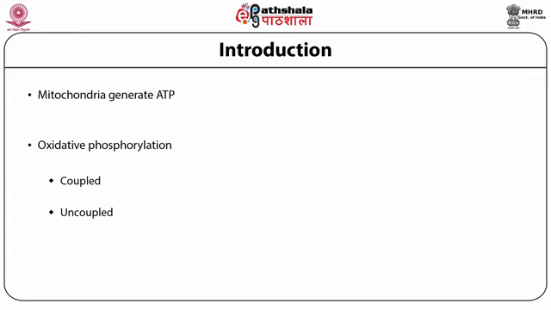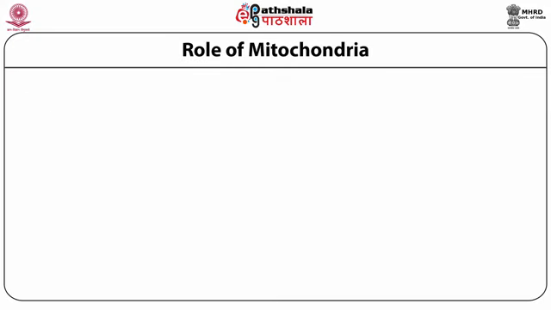So, I think now you get the point of coupled and uncoupled oxidative phosphorylation. If the electron transfer is not coupled with the ATP generation, then we may lose the energy in the form of heat. What is the role of mitochondria? Mitochondria plays an important role in satisfying the requirement of cellular energy through oxidative phosphorylation. Apart from this, it plays many other important roles.